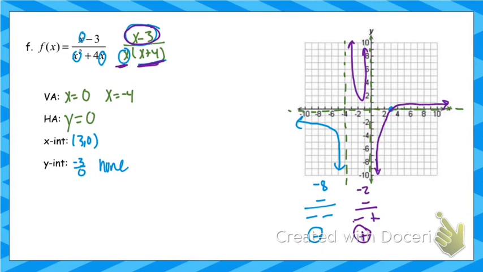All right, so the most important thing out of this to understand is really how to find all of these components. That's really the most important part here. I know sketching the graph can be a little bit overwhelming, but the more of these you do, the easier they're going to get.